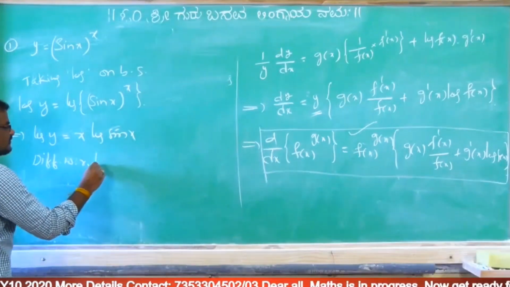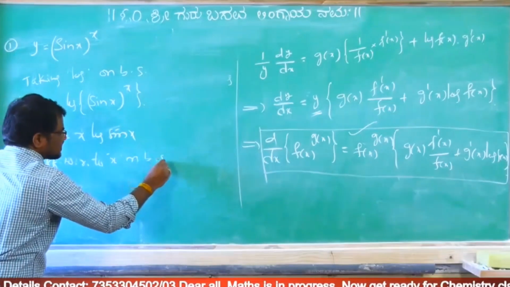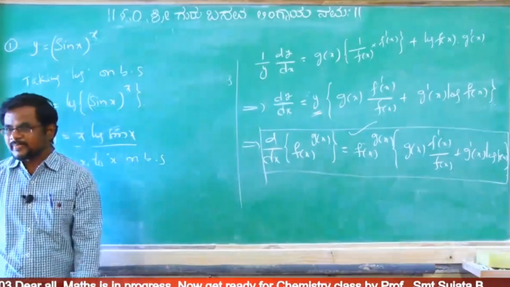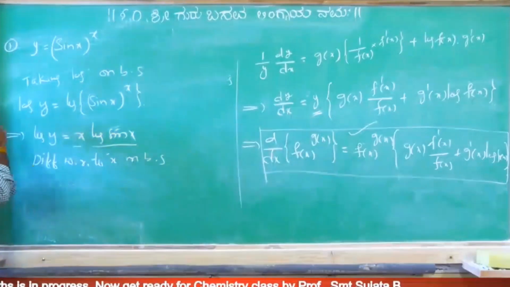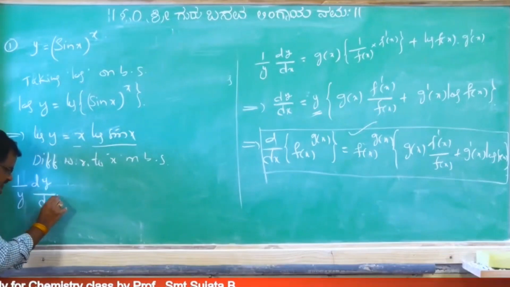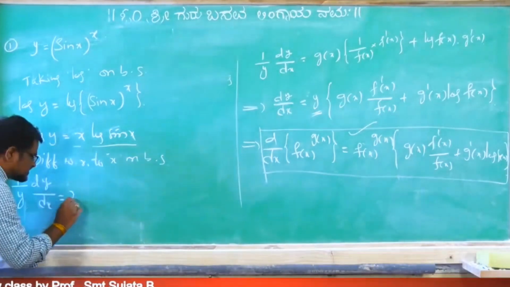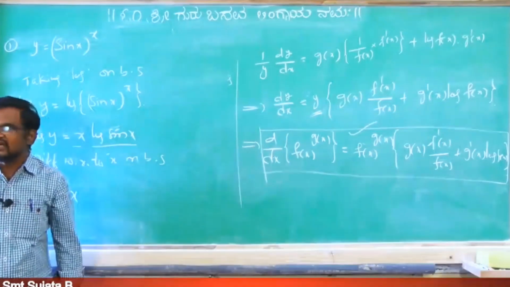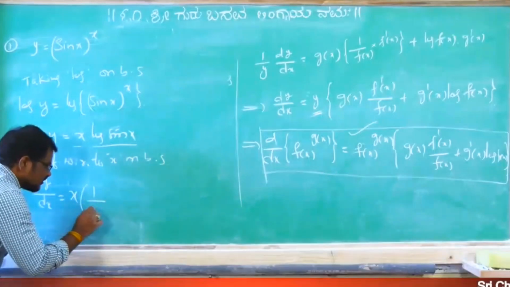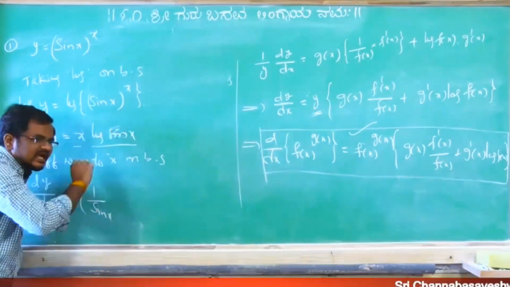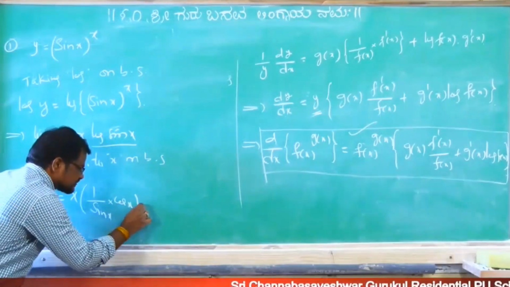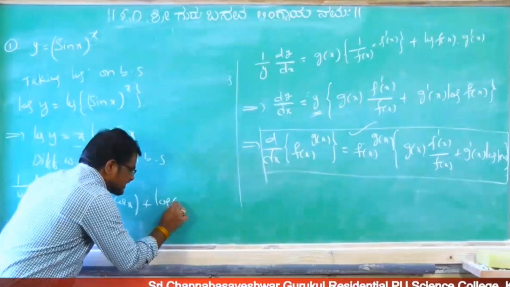Differentiating with respect to x on both the sides. Again here product rule, x as u, log of sin x as v. Okay. Now differentiation of log y, 1 by y dy by dx equal to. So x as it is, we have to do the differentiation for what? Log of sin x. What is the differentiation of log of sin x? 1 by sin x. By the chain rule again we have to do the differentiation for sin x, which is cos x, plus log of sin x as it is.